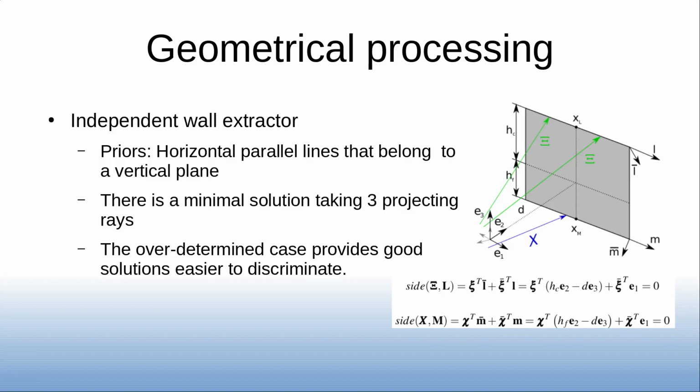In our first approach, we propose a DLT-like solution for independent wall extraction. Taking more than 3 projecting rays for each wall, and with the parameterization of the walls as seen in the figure, we can build a linear system that computes the wall direction, room and camera heights and wall locations.